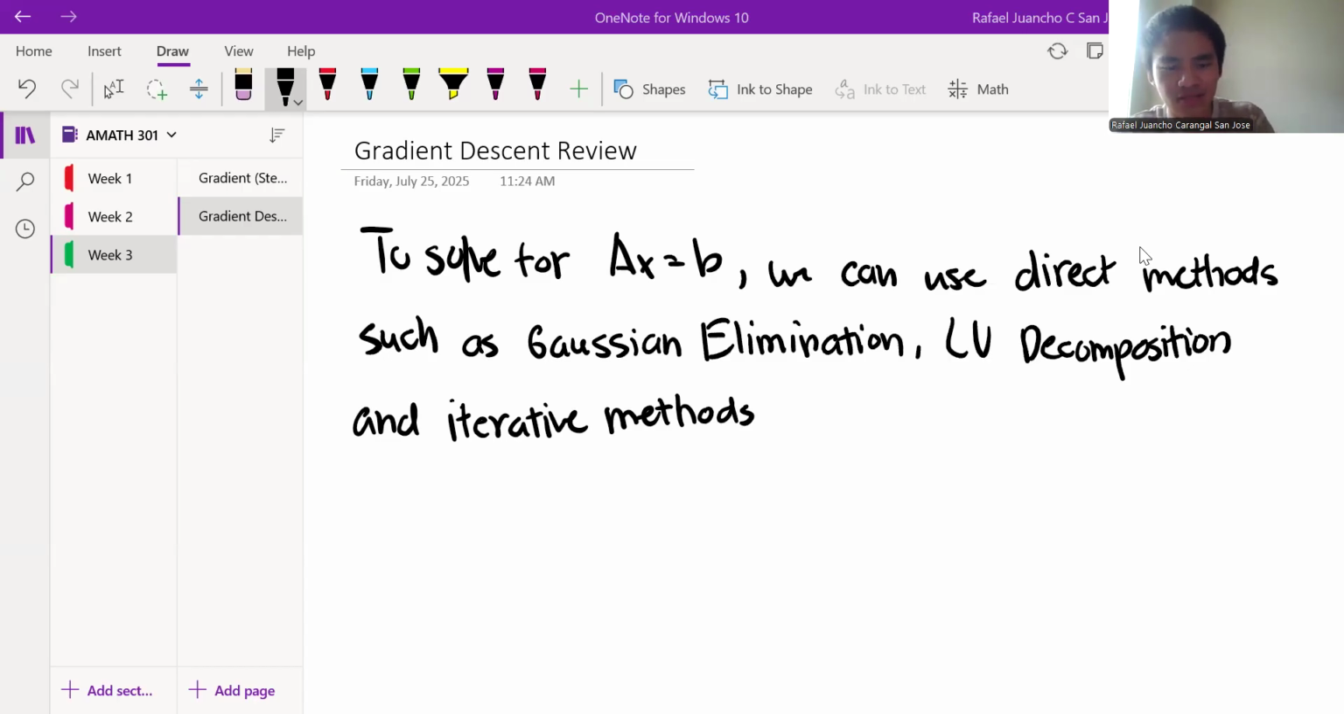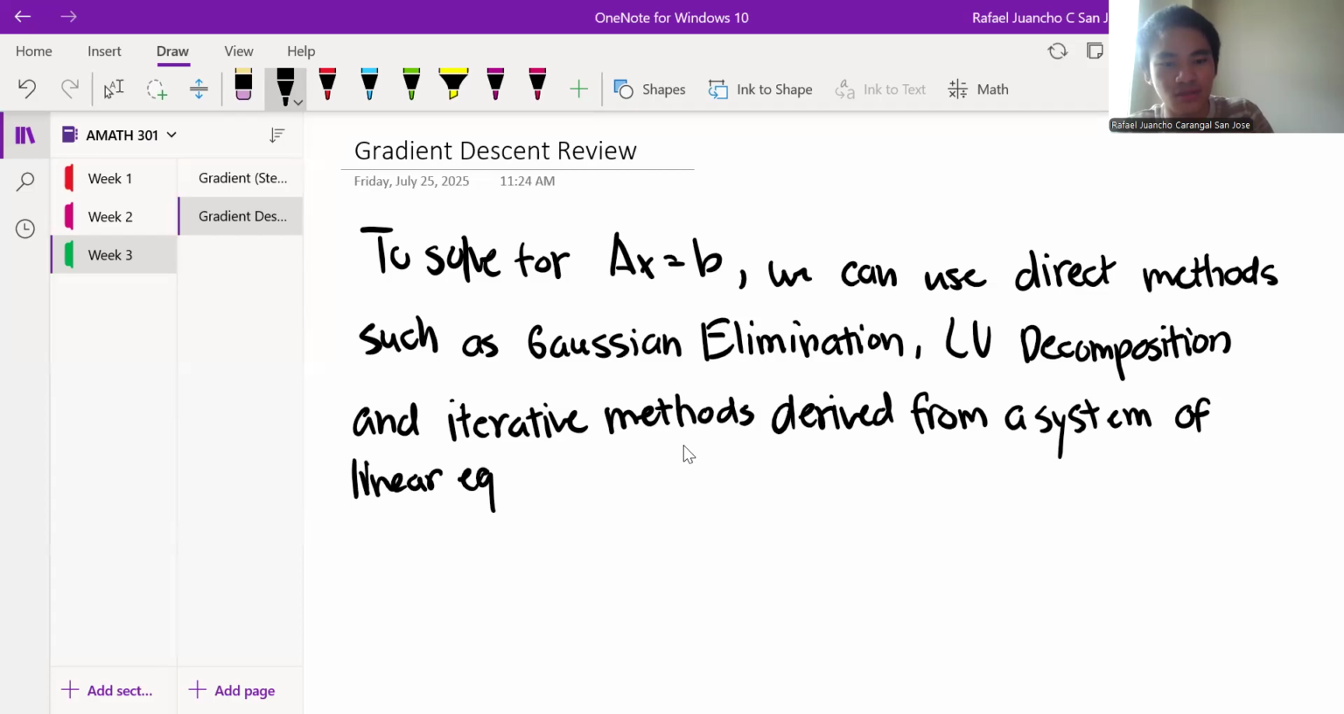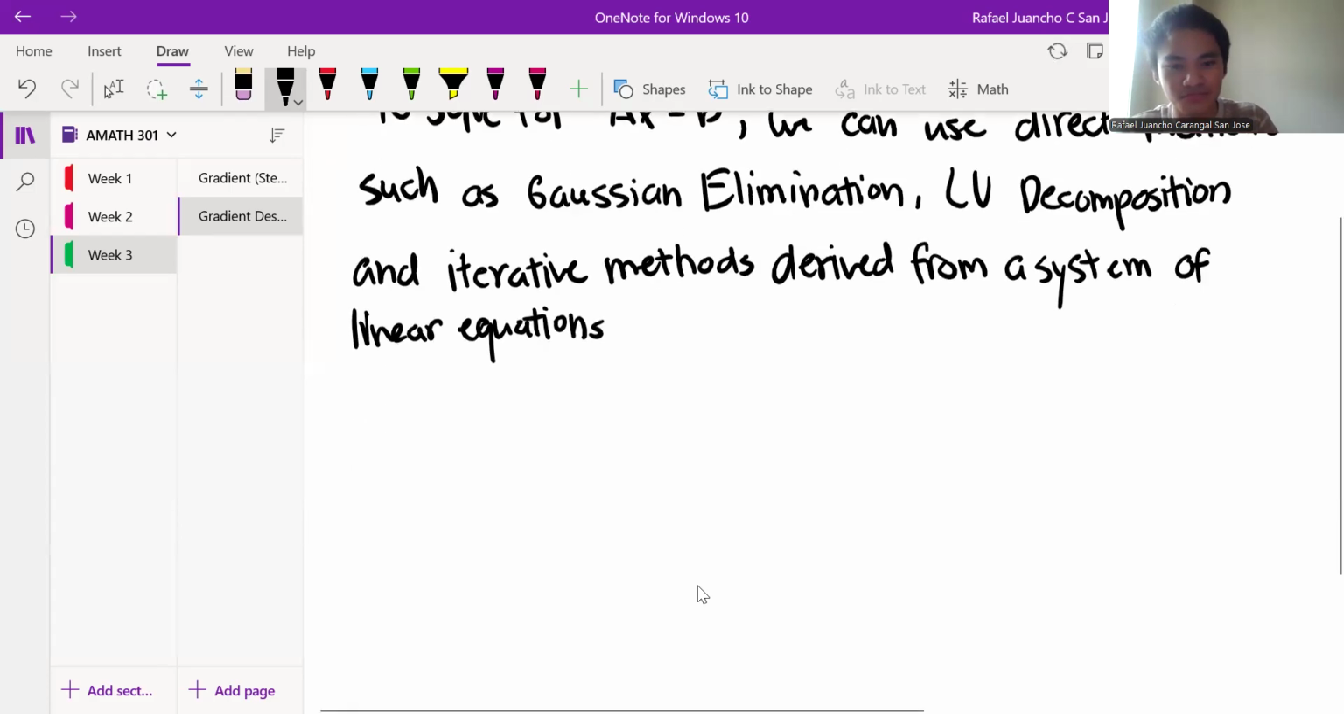And these iterative methods, again, were derived from, well, from a system of linear equations, right? Okay. So it's this system. Let's be general about it.